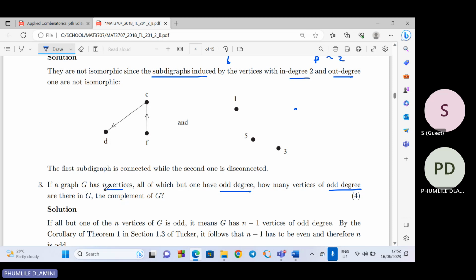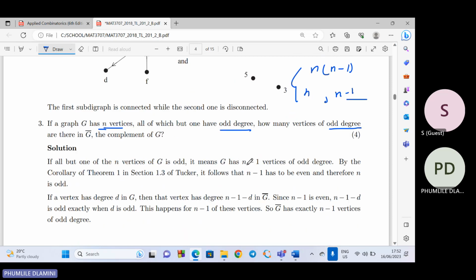How do you find the degree of n? The degree of n is n minus 1. So if n is even, it is going to have n minus 1 as an odd degree. The question asks how many vertices of odd degree there are in G. So it's n minus 1. That's all. I already gave you the formulas, so you don't need to reason too much. You must know that it is n minus 1.